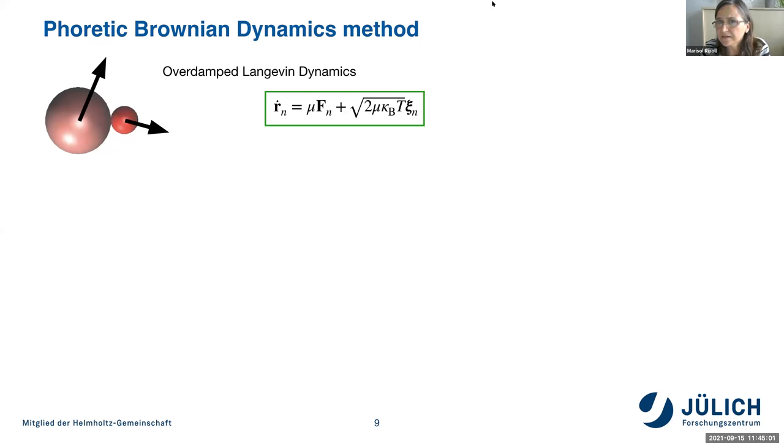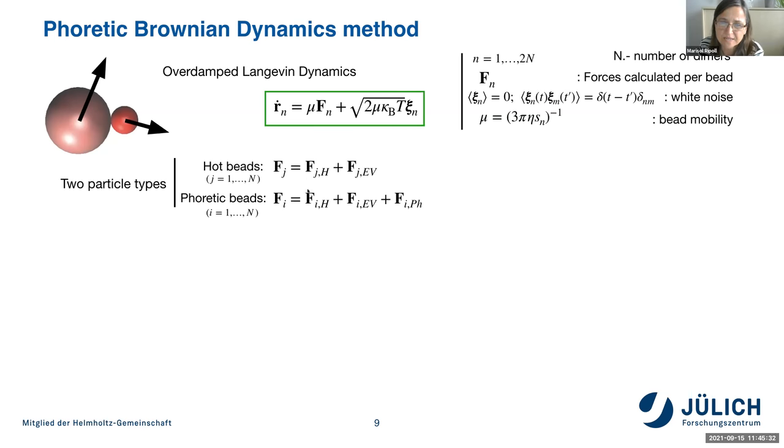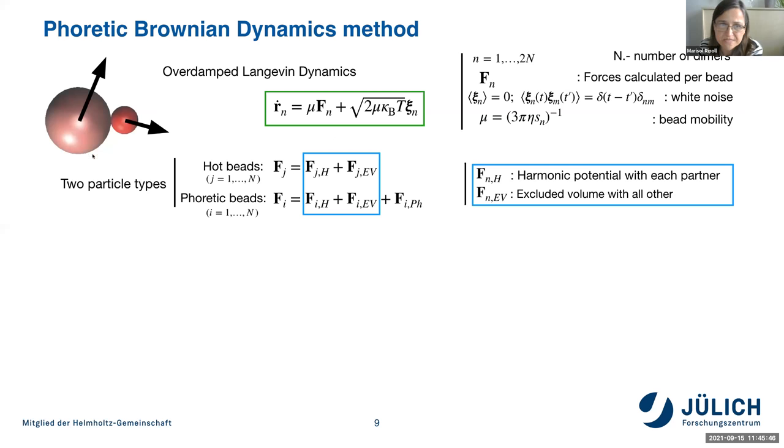So the idea here is that you have just overdamped Langevin dynamics in each of the two beads, where we have a force that is different in the two beads and a term of noise, which is just white noise, related through the bead mobility. So we have two types of particles and forces: the hot bead and the phoretic bead. The hot bead and the phoretic bead are the same in the sense that they need a potential that keeps them together, such that you have your dimer, and excluded volume interactions if they are neighboring ones. The hot bead doesn't have anything else because in principle it doesn't feel any temperature gradient. So that's all that you need for the hot bead.